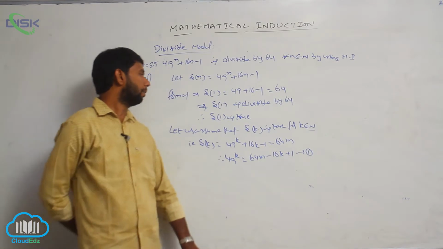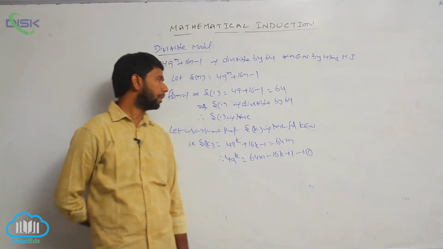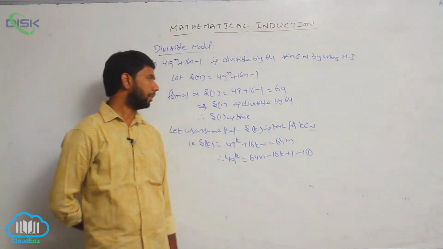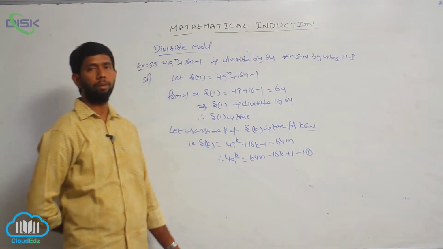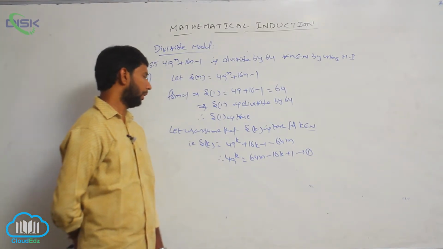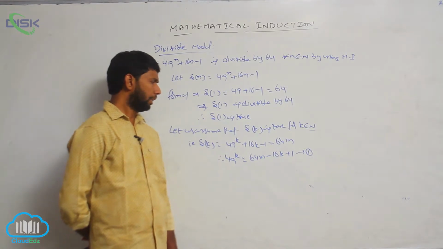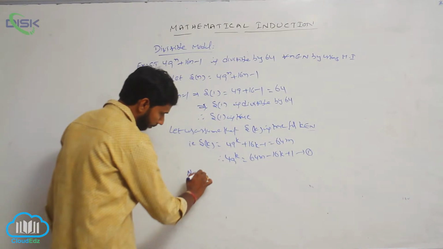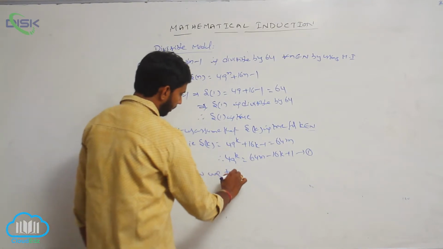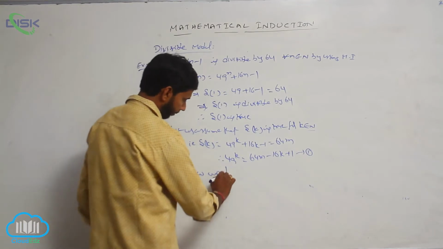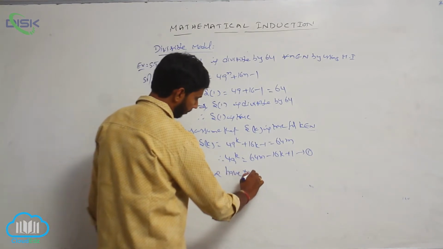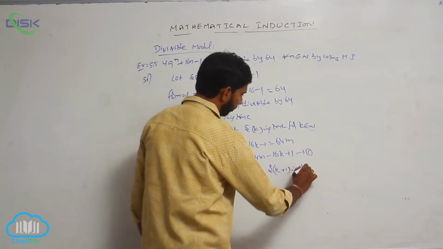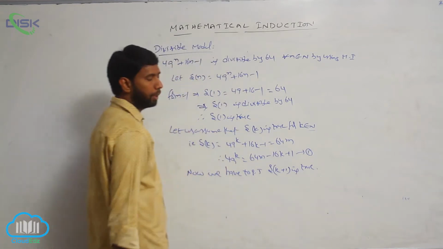Let us assume that the statement is true for n = k for all k belongs to N. That is S(k) = 49^k + 16k - 1 = 64m, a multiple of 64. Therefore, 49^k = 64m - 16k + 1. Now we have to prove that S(k+1) is true.